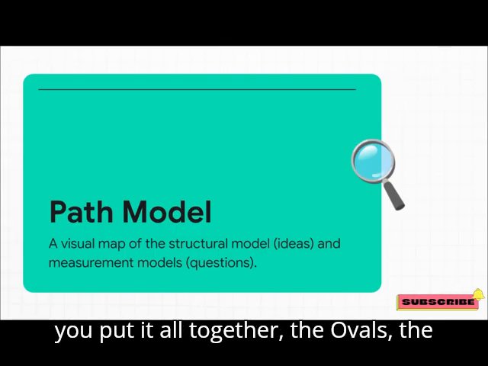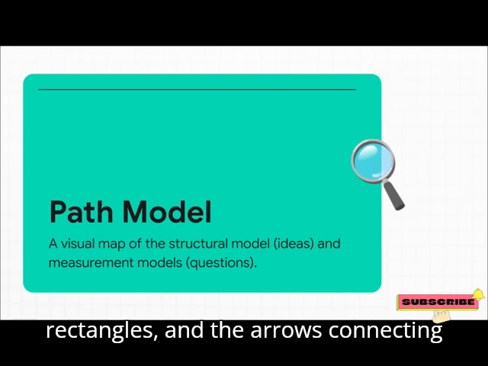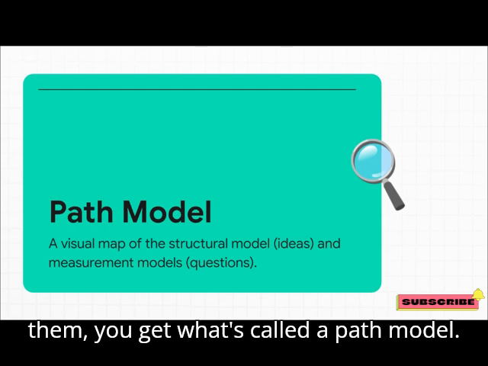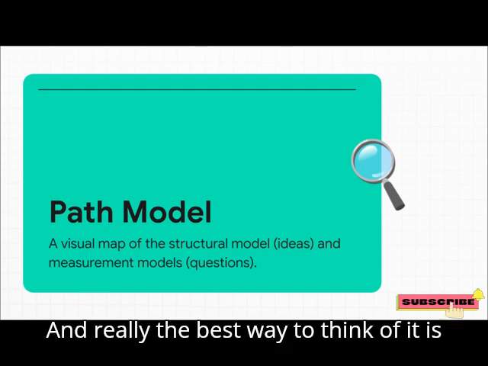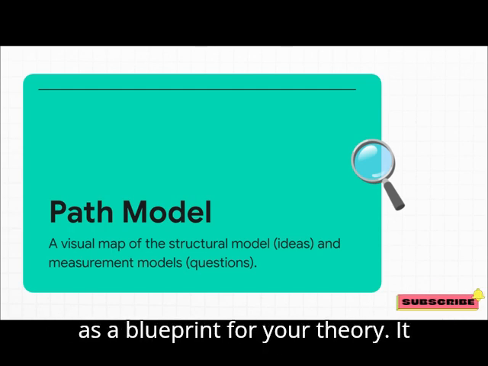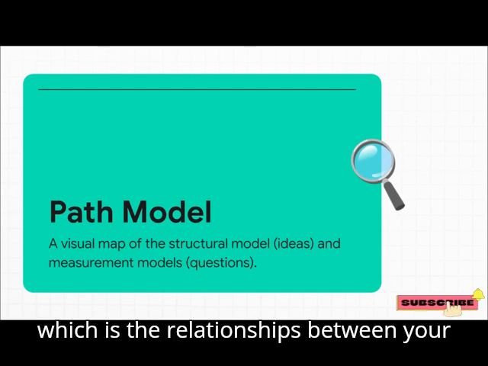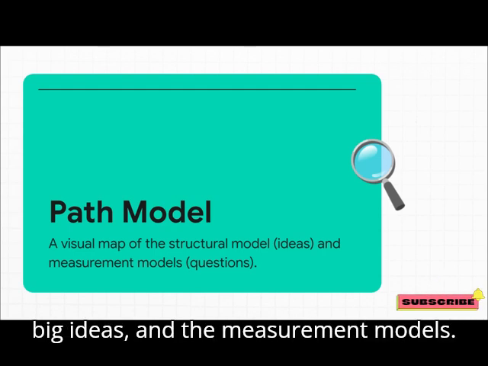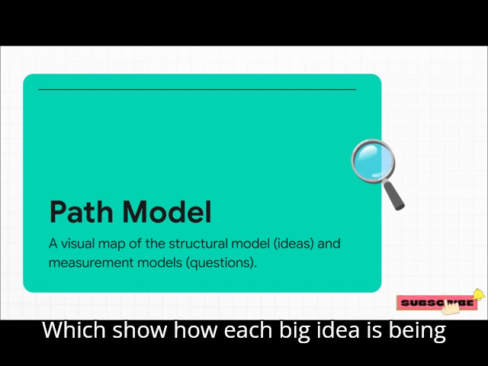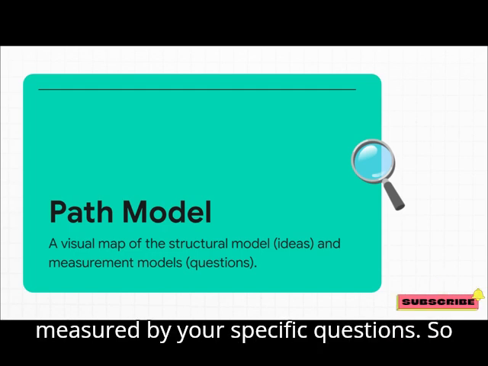So when you put it all together, the ovals, the rectangles, and the arrows connecting them, you get what's called a path model. And really, the best way to think of it is as a blueprint for your theory. It visually maps out the structural model, which is the relationships between your big ideas, and the measurement models, which show how each big idea is being measured by your specific questions.